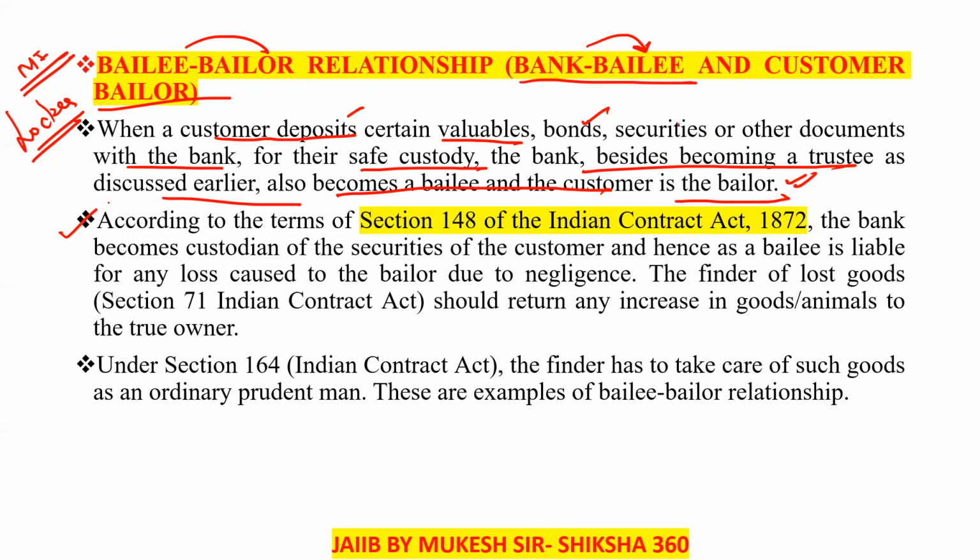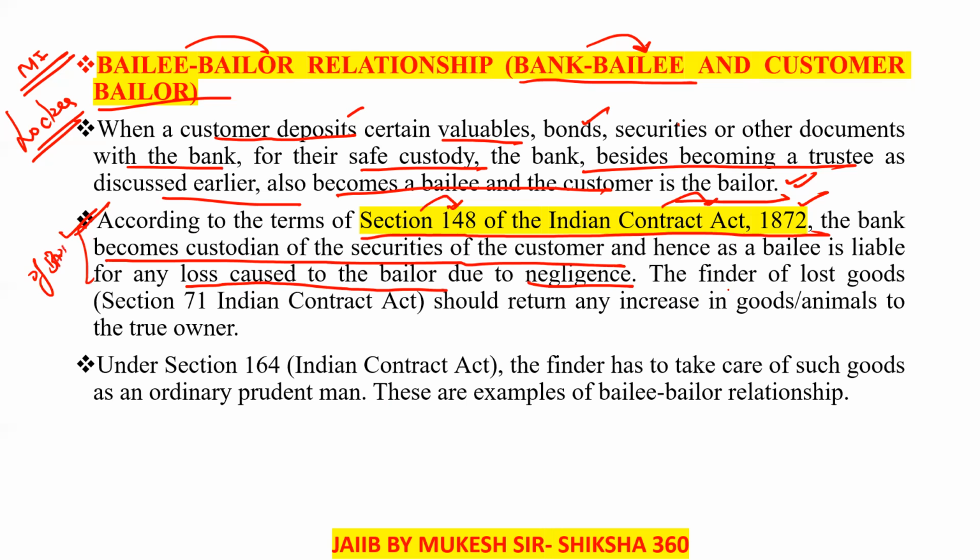According to the terms of section 148 of the Indian Contract Act 1872, the bank becomes custodian of the securities of the customer, and hence a bailee. After becoming that, the bank is liable for any loss caused to the bailor due to the negligence of the bank.